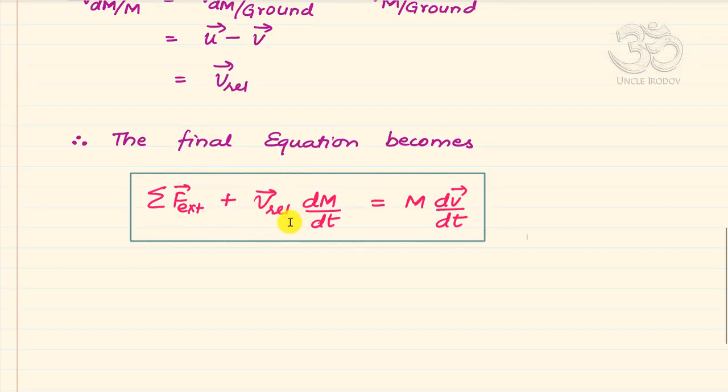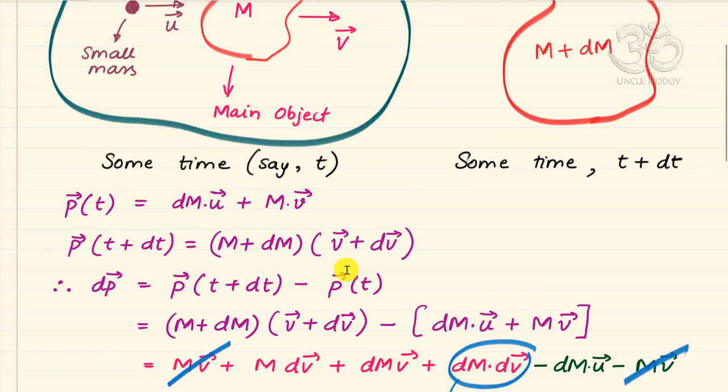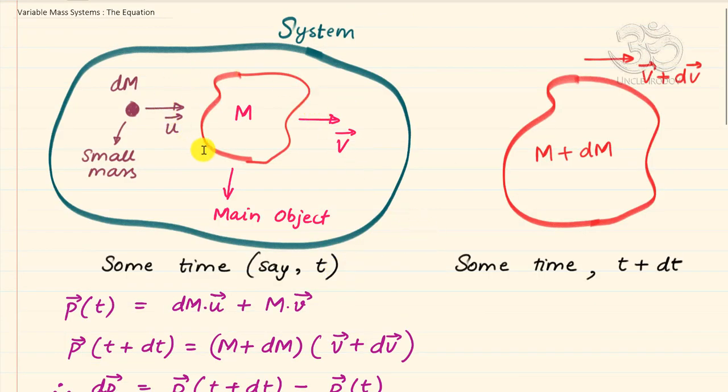So if you find VREL properly and insert it here, then you cannot ever make a mistake. What is this dm by dt? If you only look at this main object, then the mass of the main object increases at the very next moment. The assumption here is, if I'm dealing with a variable mass system, then the mass of this main object will keep on continuously changing.